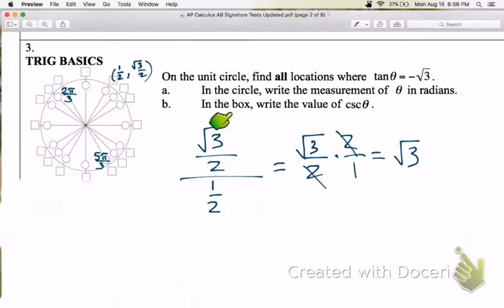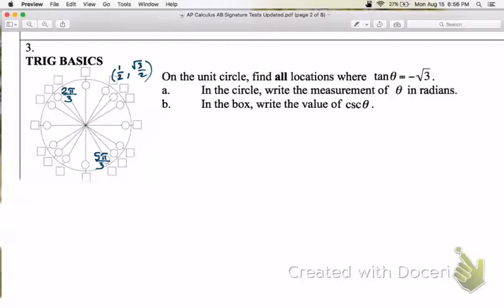Part B says, in the box, write the value of cosecant of theta. So remember that cosecant is the reciprocal of sine. Let me erase some of this work so we can look closely. Cosecant is the reciprocal of sine, okay? So if we're looking for the reciprocal of sine, remember that in these two quadrants, this would be the point negative 1/2, comma, radical 3 over 2. And down here, this is the point 1/2, comma, negative radical 3 over 2.